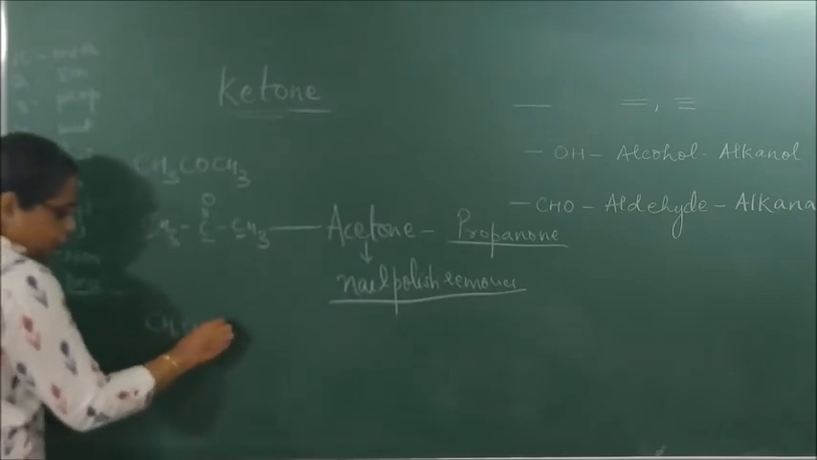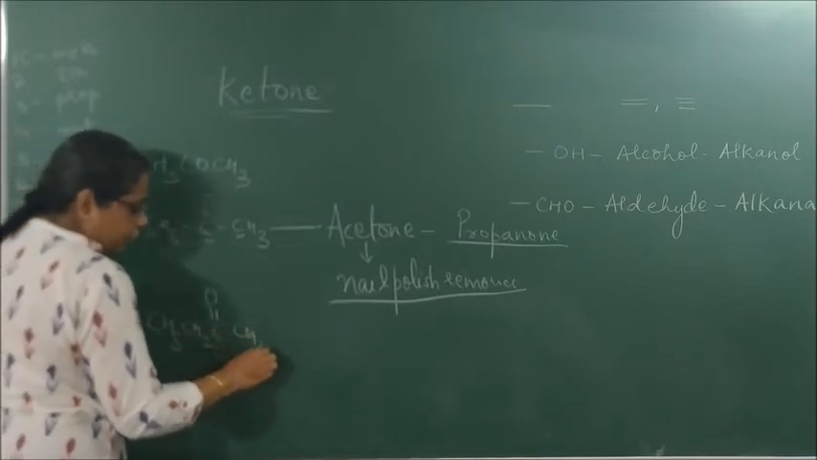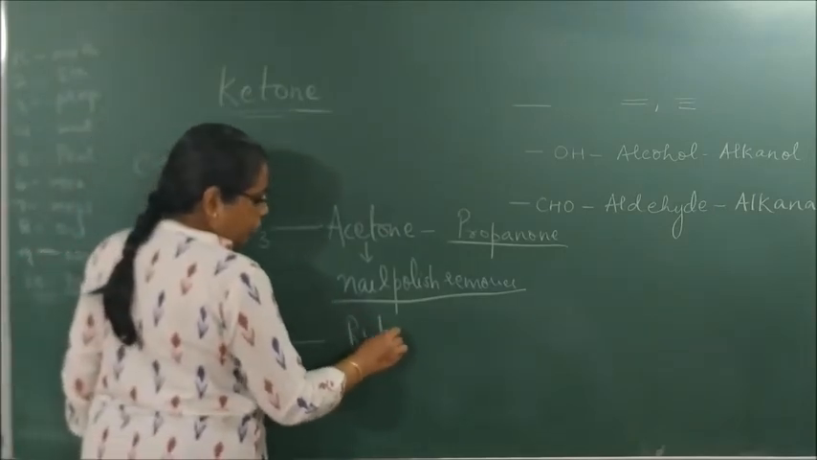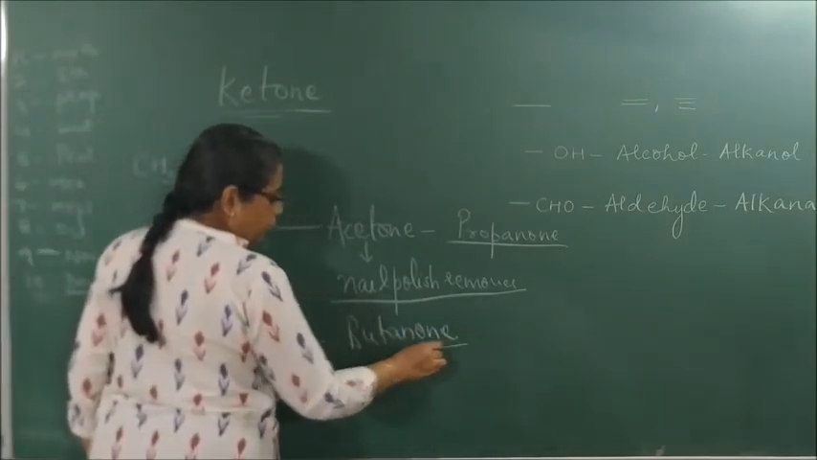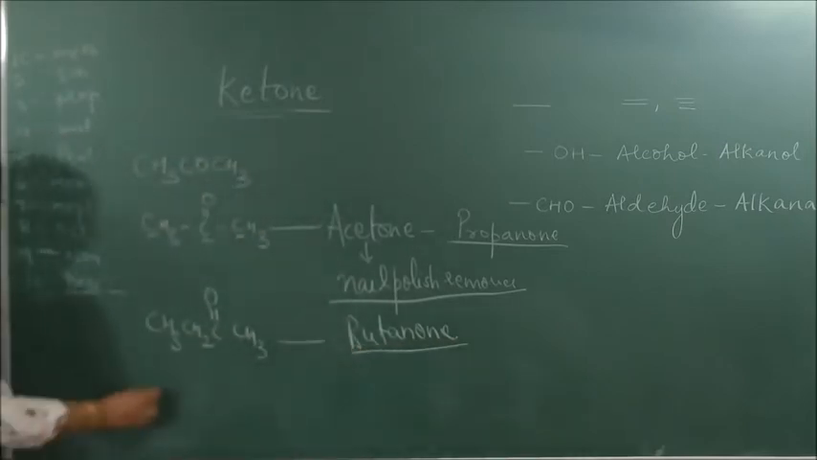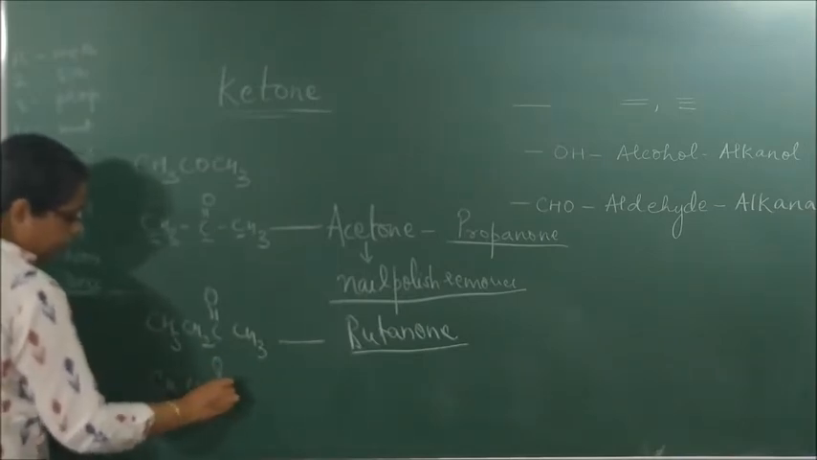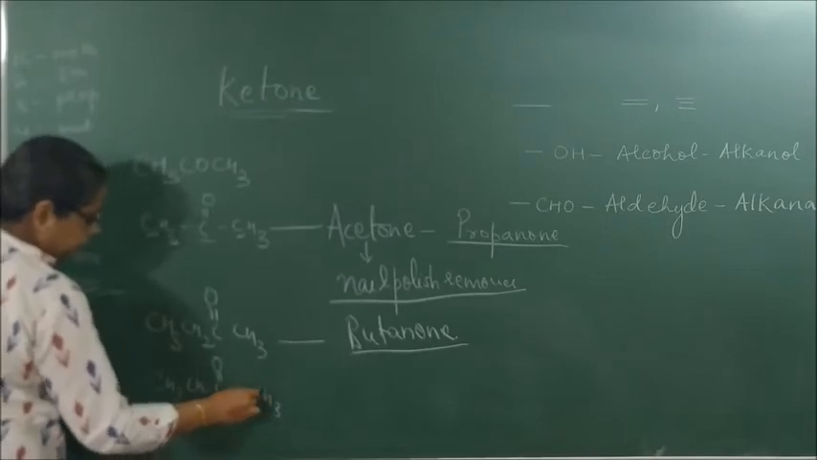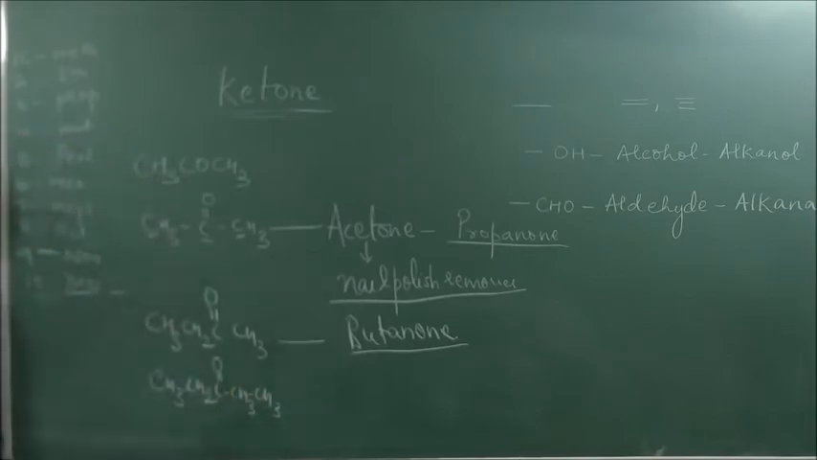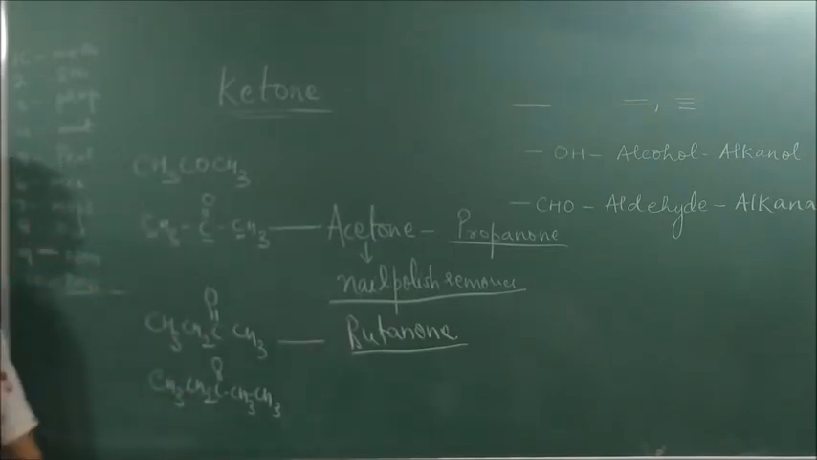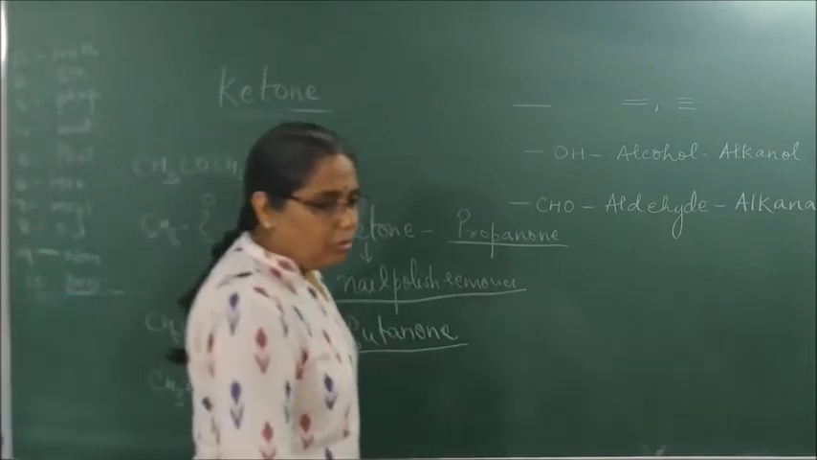Now the next one: CH3, CH2, C double bond O, CH3. How many carbons in total? 4. What will be the name? Butanone. Please write. No common name. You don't have to study it. So you write it as butanone. Okay. Now the next one: CH3, CH2, C double bond O, CH2, CH3. What is it called? How many carbon atoms? 5. So it is called what? Pentanone.